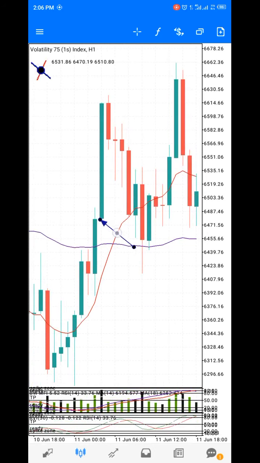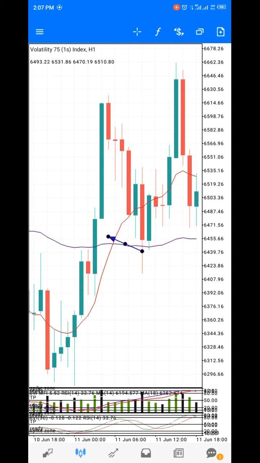Now look at this, a very good example of a bullish candlestick is this candle. When this bullish candlestick closed, then it formed this. And when this opens, you see it has no wick at all. Then you open your trade. Once you open your trade, look at how many pips you will make. A lot of pips.